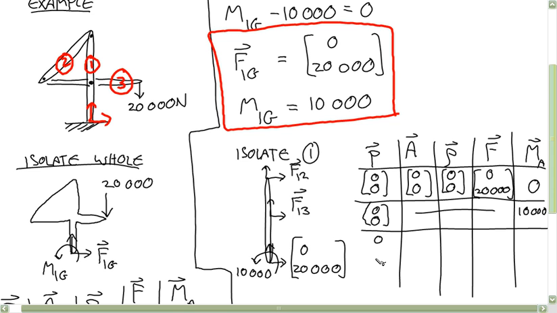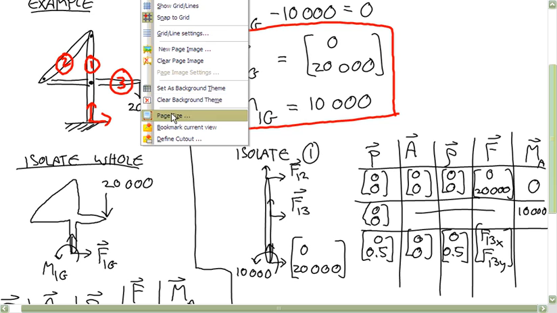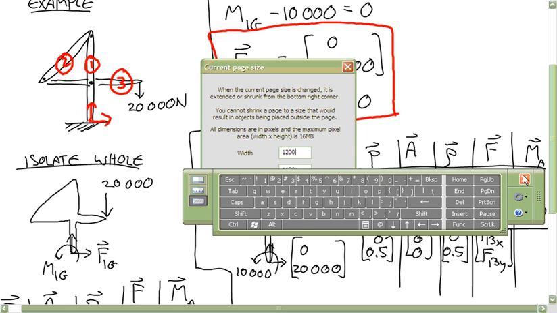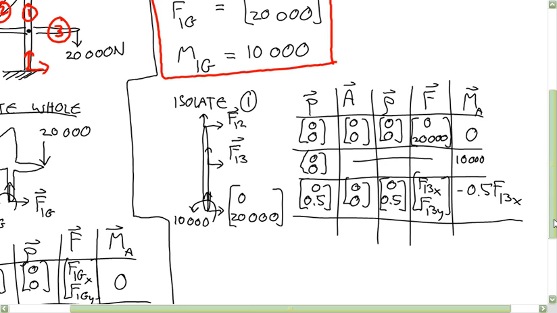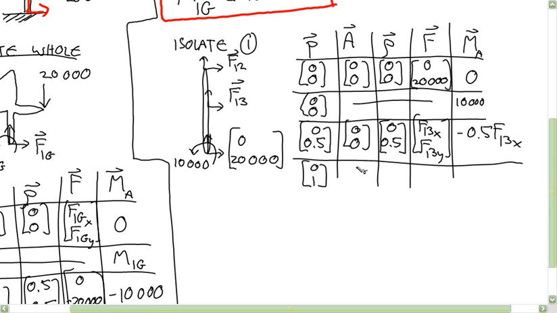Then at 0, positive 0.5, we have F13. So the rho vector is 0, 0.5. F13x, F13y. And so we have negative 0.5 F13x. And then finally at the point 0, 1, we have F12x, F12y, so negative F12x.